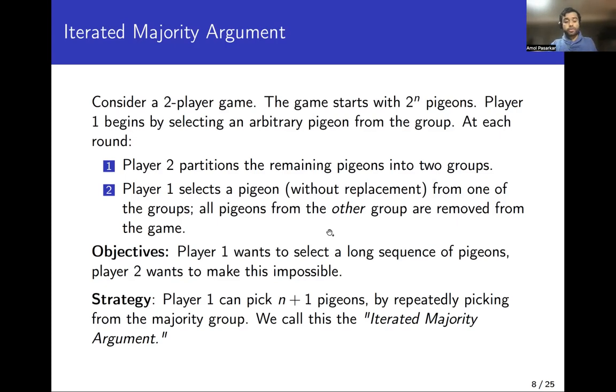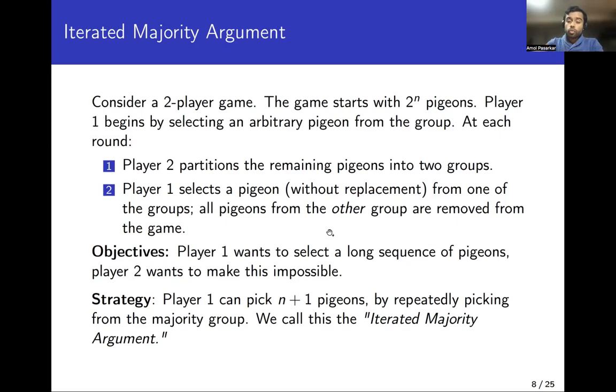So the question then becomes, what's the optimal strategy for player 1? And it turns out that there's an optimal strategy wherein at every round, player 1 picks a pigeon from the larger majority side of this partition that player 2 creates. And by doing this, player 1 is guaranteed to pick up to n plus 1 different pigeons.